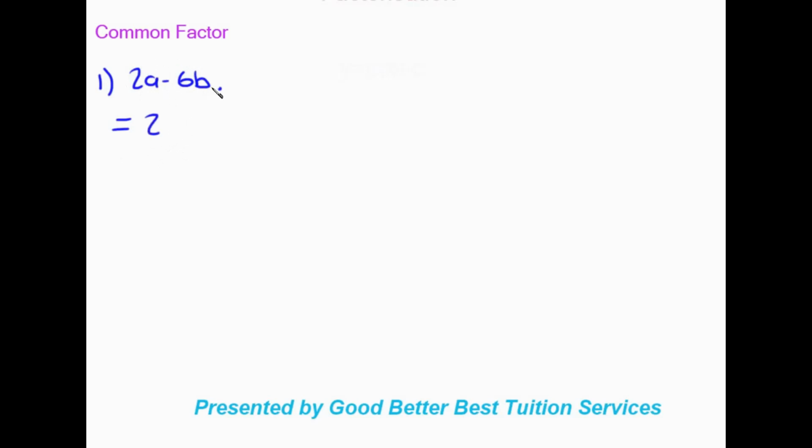Now we look at the variables. Is there any common factor? No, because this is an a and a b, so we can't take out a variable, right? So all we're going to end up taking out is this 2. And what does taking out mean? Basically, when we are taking out, we're going to be dividing the old expression by what we've taken out, okay? So what it looks like is 2a over 2, because we took out that 2, remember? So we're saying 2a over 2 minus 6b over 2. And ultimately, that's what's going to get us our answer.